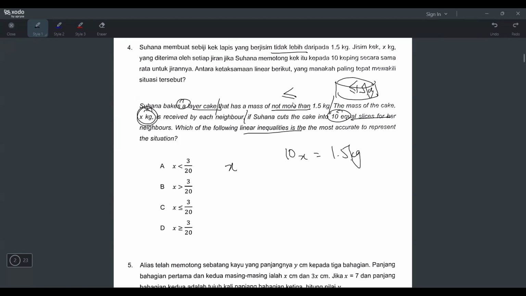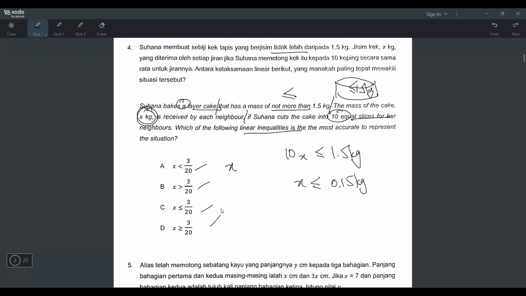It means that one slice is x kg. So if 10 slices, it will be 10x kg. But then the mass is not more than, so I shouldn't write equals here. It should be smaller or equals. Yeah, this makes sense, right? So now you can find your x. You will just press 1.5 divide 10, you'll get 0.15 kg.